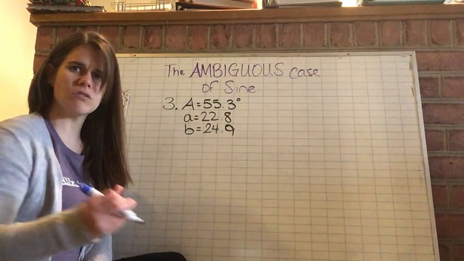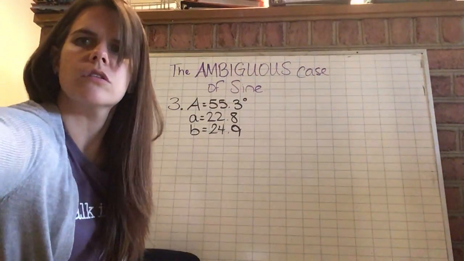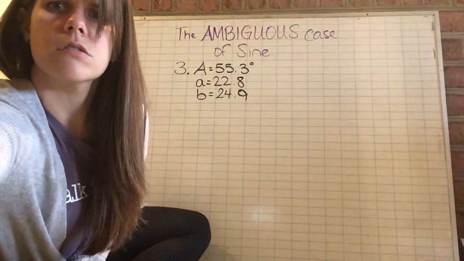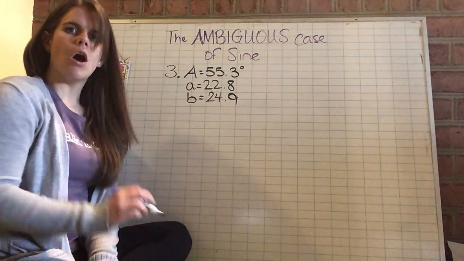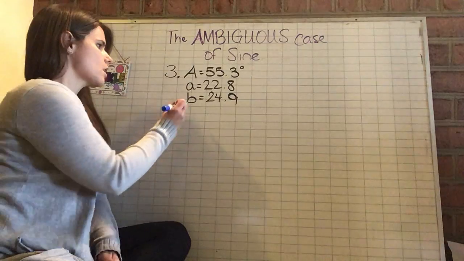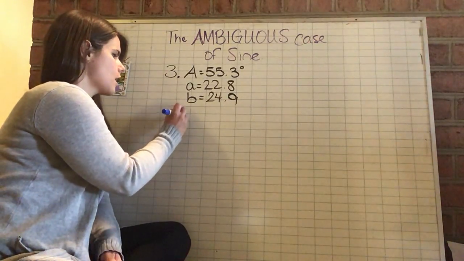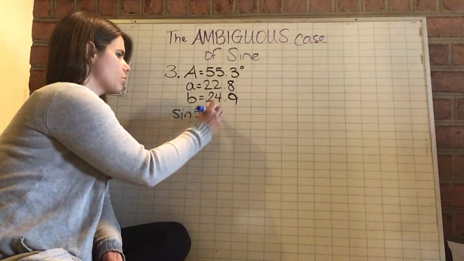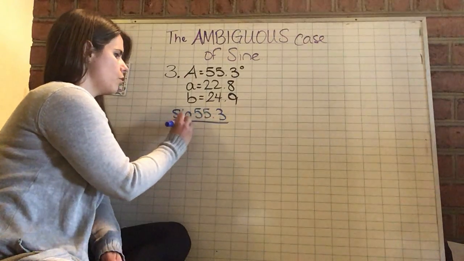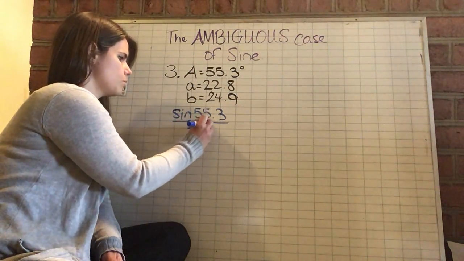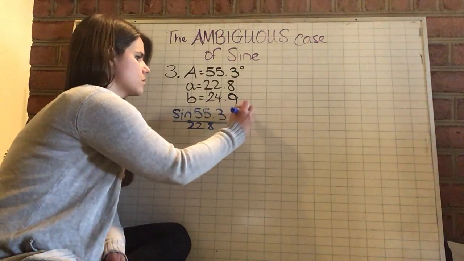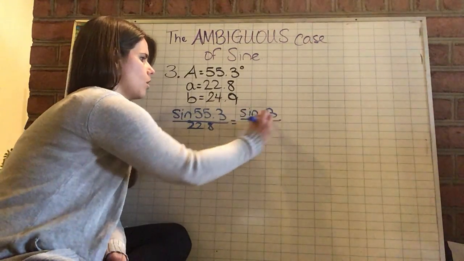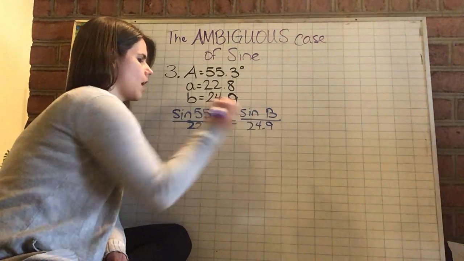I am going to try and write a little smaller. Actually, let's do this. Sorry, guys, so you can see a little bit more. Okay, so I'm going to set this up. We've got sine of 55.3 over 22.8 is equal to sine of B over 24.9.